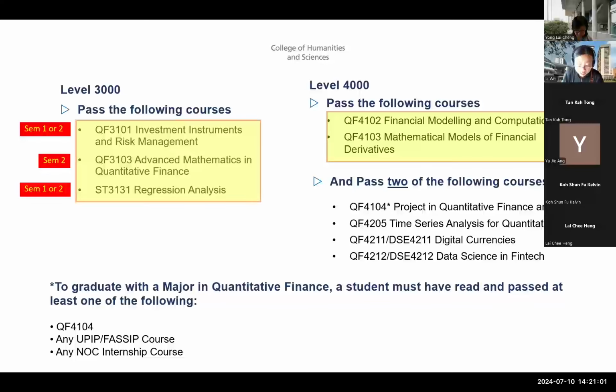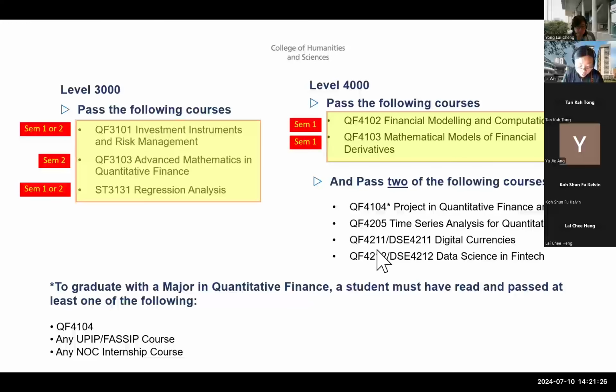Next, we have elective courses, pick 2 of the 4 courses here. The 4 courses here are QF 4104, the project course, QF 4205, Time Series Analysis for Quantitative Finance, QF 4211, Digital Currencies, and QF 4212, Data Science in Fintech.